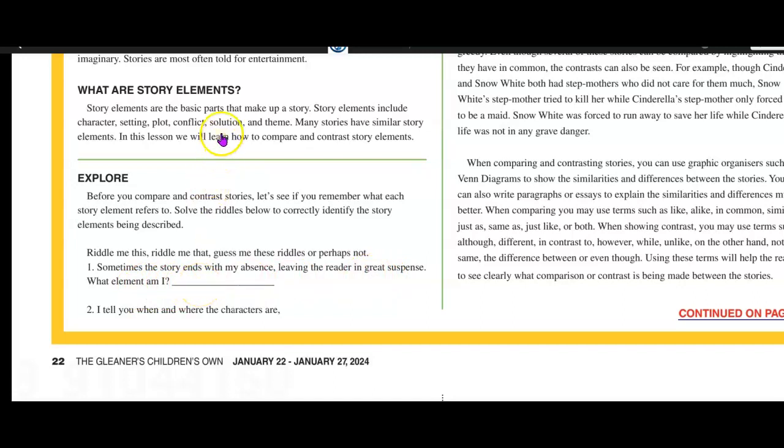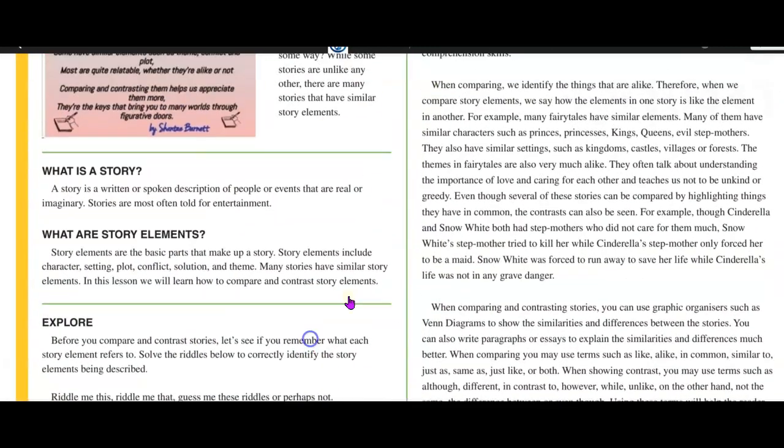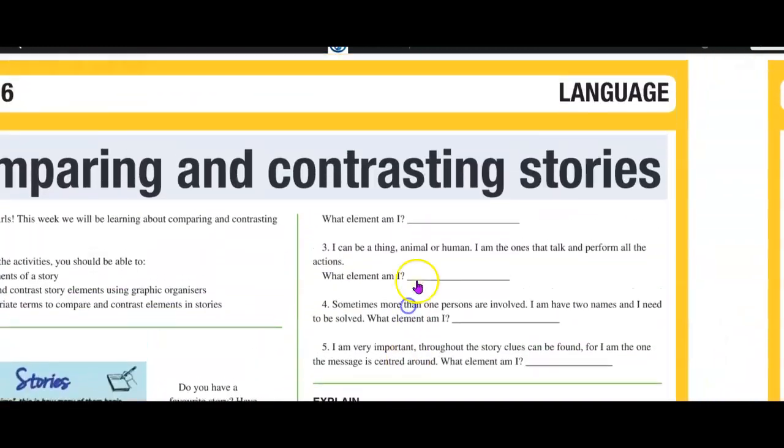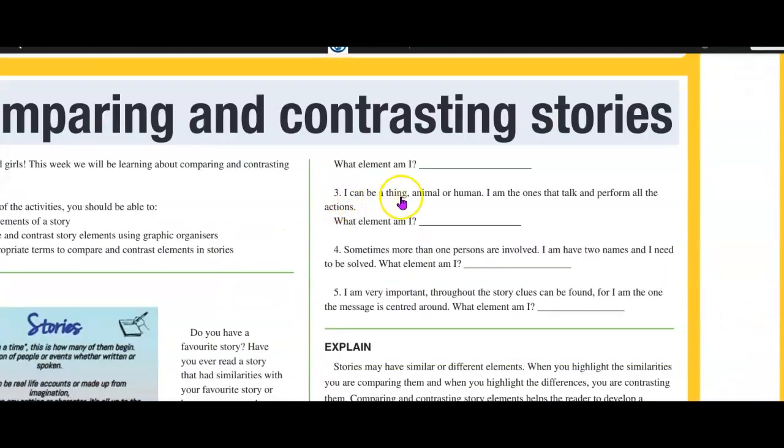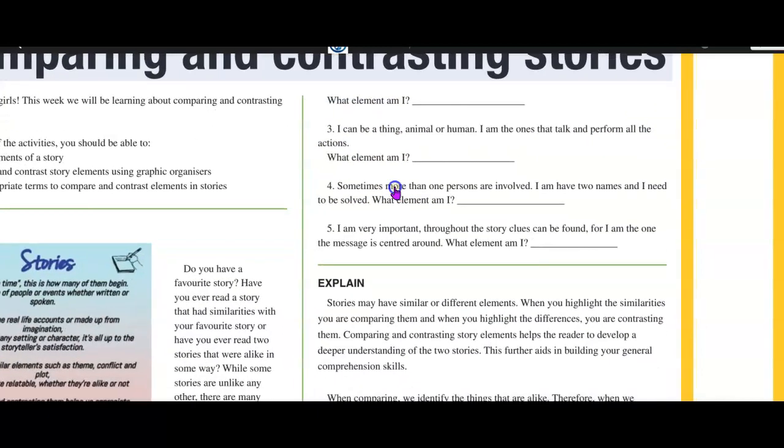So this would be the solution. Okay. Number 2. I tell when and where the characters are. That could be the setting. Number 3. I can be a thing, animal, or human. I am the one who talks and performs all the action. What element am I? So, the character.